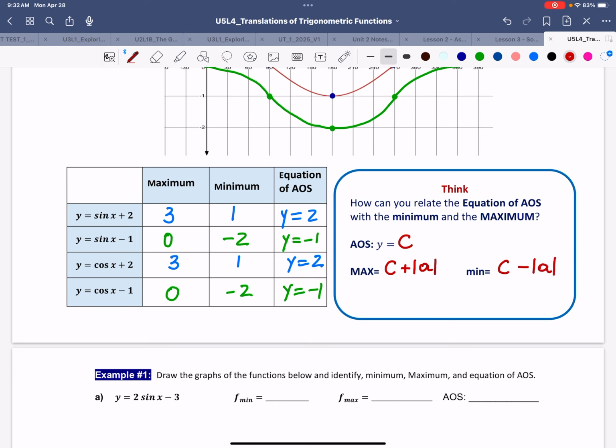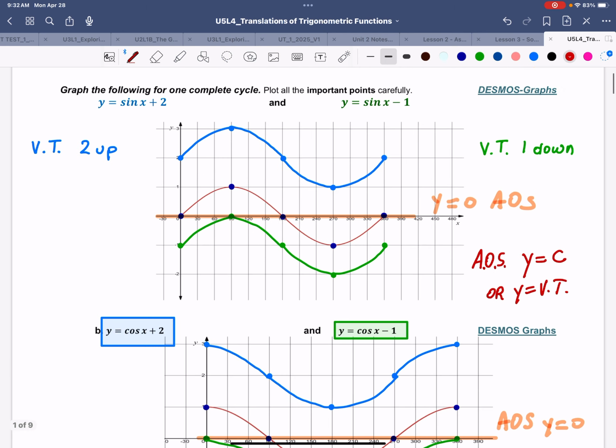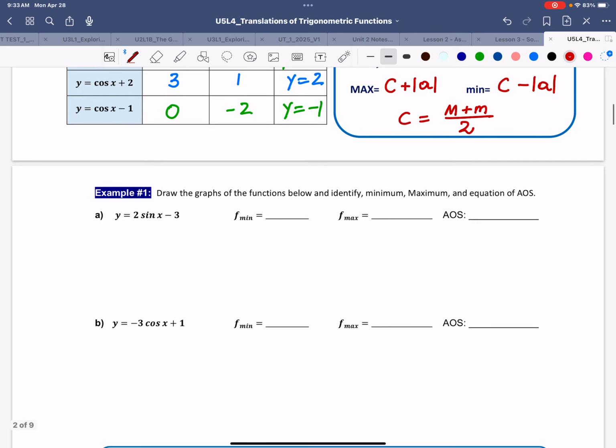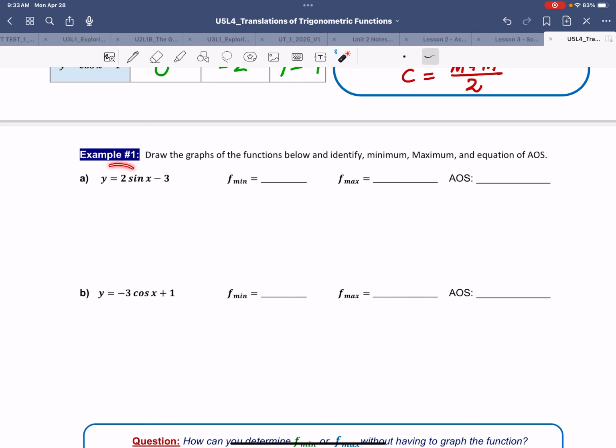And in general, we're going to say that the equation of the axis of symmetry, the c value, is always going to be halfway between the max and the min, which makes the axis of symmetry the midpoint of max and min. So another way of interpreting the axis of symmetry is the average of the min and max, which is max plus min divided by 2. So with this in mind, we're going to practice a couple of questions where we're given the equations, and then we'll have to figure out what the minimum, maximum, and the equation of the axis of symmetry is.